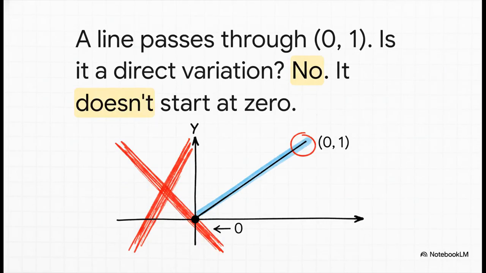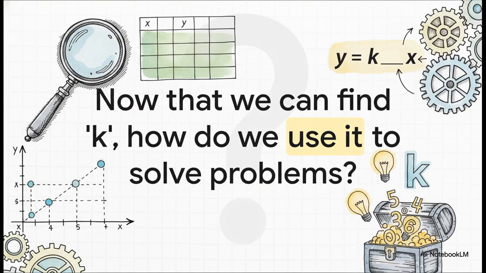So let's look at this example. It's a straight line, which is a good start. But look really closely. Where does it cross that vertical y-axis? It hits at the point (0, 1). It doesn't start at 0. And because it fails that one simple rule, it is not a direct variation. Case closed.